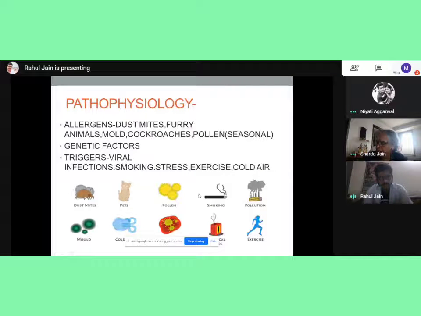Going on to pathophysiology, there are two types of asthma. The first type of asthma is mainly because of allergens, which we see commonly in children.